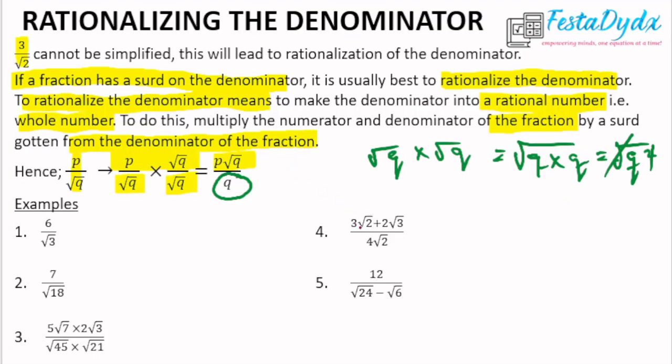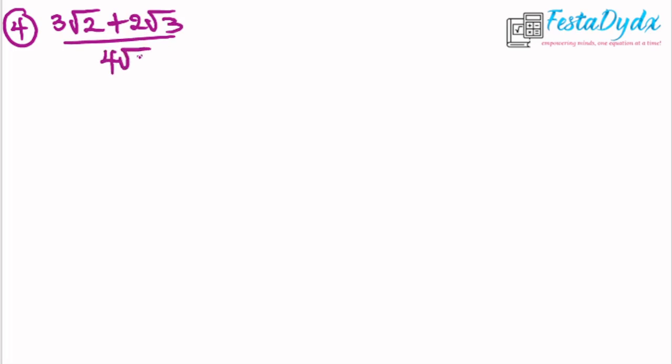For question number 4, we have 3 root 2 plus 2 root 3 all over 4 root 2. So looking at this question, please don't rush and add the whole number to whole number, surd to surd in the numerator. It doesn't work like that. Fine, it works like that with multiplication, but not with addition. For addition, before you can add surds together, they must have the same number in that square root. Here we have root 2, root 3. They are not like surds, so we cannot add them together.